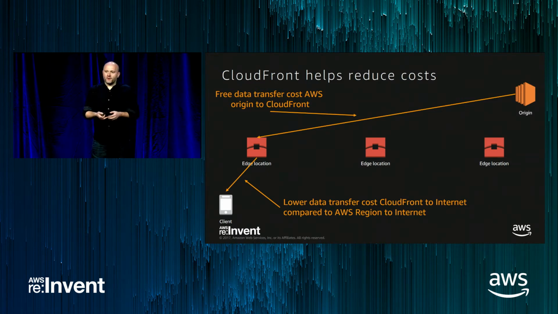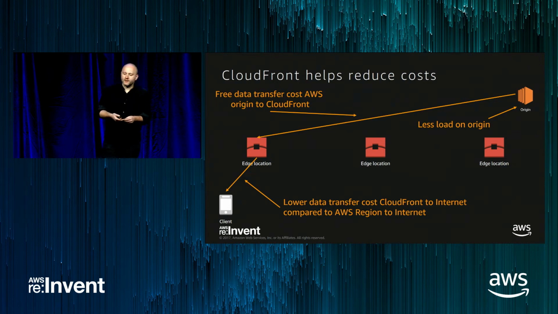Now, if you do cache content, that means you'll make fewer requests back to the origin. And because you're going to have fewer connections going back to the origin, since only the regional edge caches are making those connections, there's less load on the origin. So there's less CPU and less memory usage, which often means you can scale your origin to a smaller size and therefore save money as well.